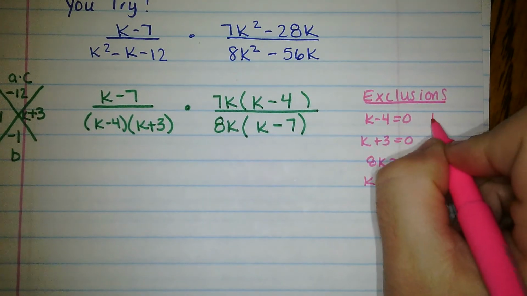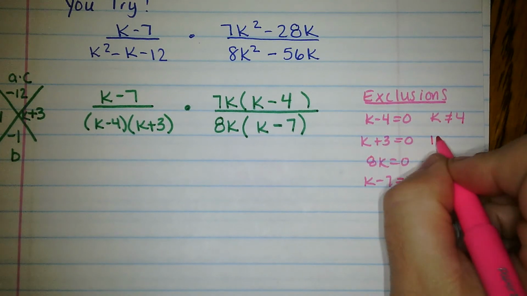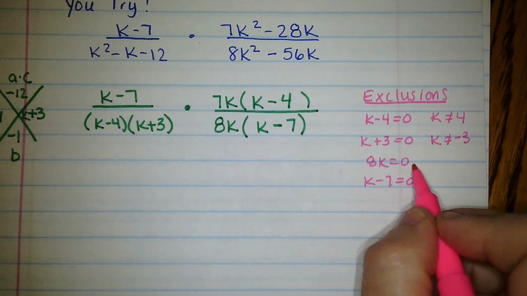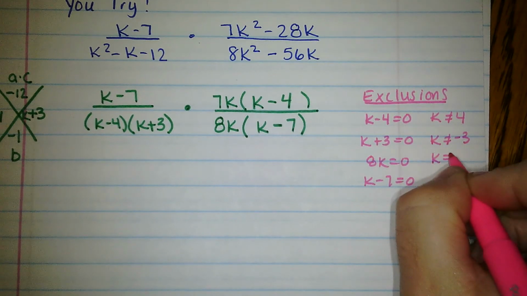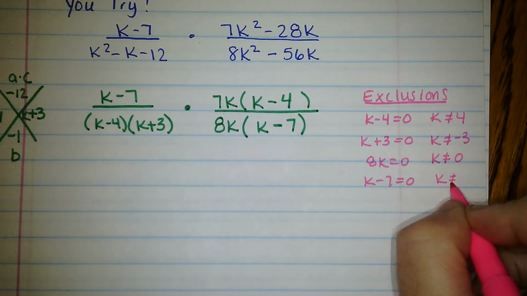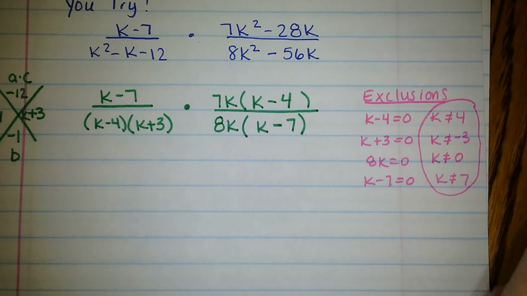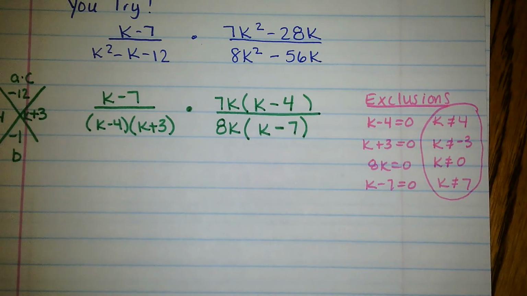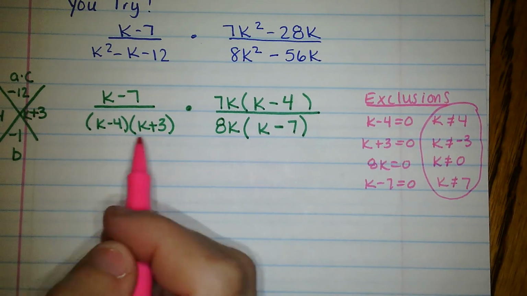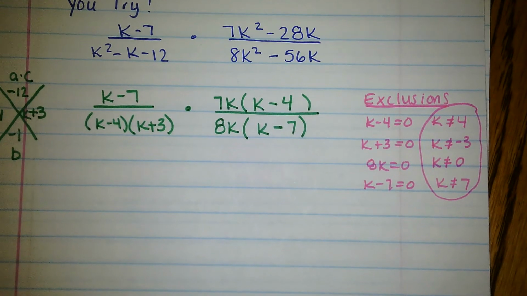Add 4, so k can't be 4. Subtract 3, k can't be negative 3. Divide by 8, k can't be 0. And add 7, k can't be 7. These are our exclusions. When we solve for that variable, those are the ones that can't happen. Because if we put any of those numbers in anywhere at one place, we're going to get a division by 0, which makes it undefined.